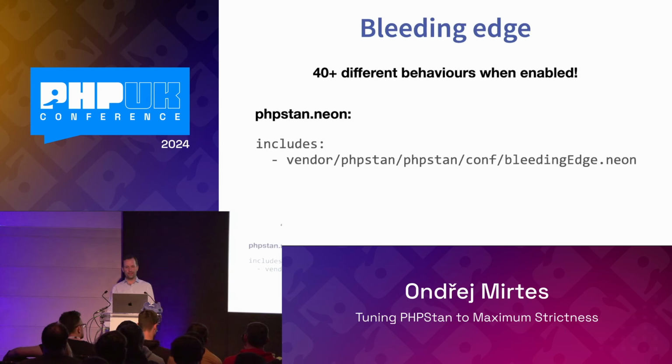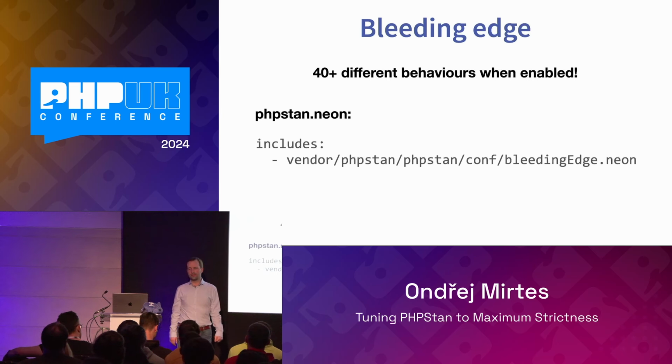be different again. So as of right now, bleeding edge contains about 40 and more different behaviors, and by behaviors I mean how smart the analysis is, what errors are reported, and these aren't enabled for everyone because some of them are BC breaks, and I don't want to break too many people's CI builds, and this is why these are behind the feature toggle.